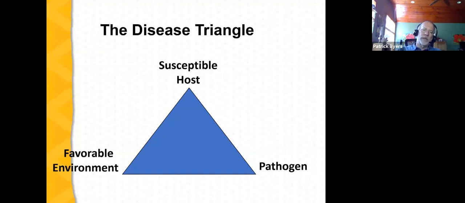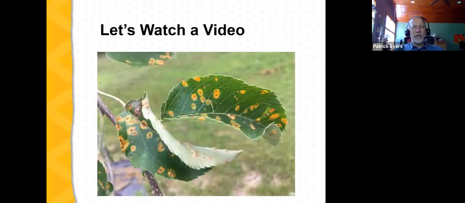On the other hand, if free water is not present on the fruit, it's less likely that the disease will develop. In other words, if we have a warm, wet, favorable environment, we'll see brown rot. But if the environment is dry and there's no free water present, it's less likely that brown rot will develop. Again, to see a disease, we have to have a susceptible host, a pathogen present, and a favorable environment. Let's take a look at a video that illustrates the concept of the disease triangle.